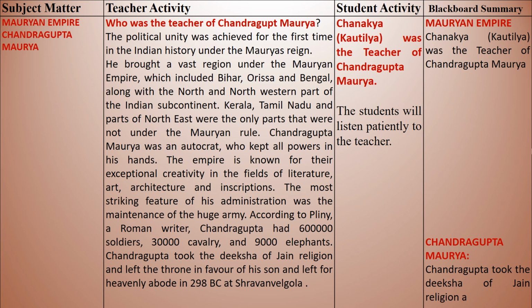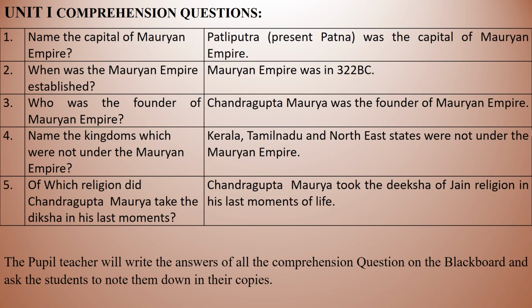Chandragupta took the Diksha of Jain religion and left the throne in favor of his son and left for heavenly abode in 298 BC at Shravanbelgola. After this, the comprehensive questions of the first unit will be asked. The teacher will ask the first question, name the capital of Mauryan Empire.